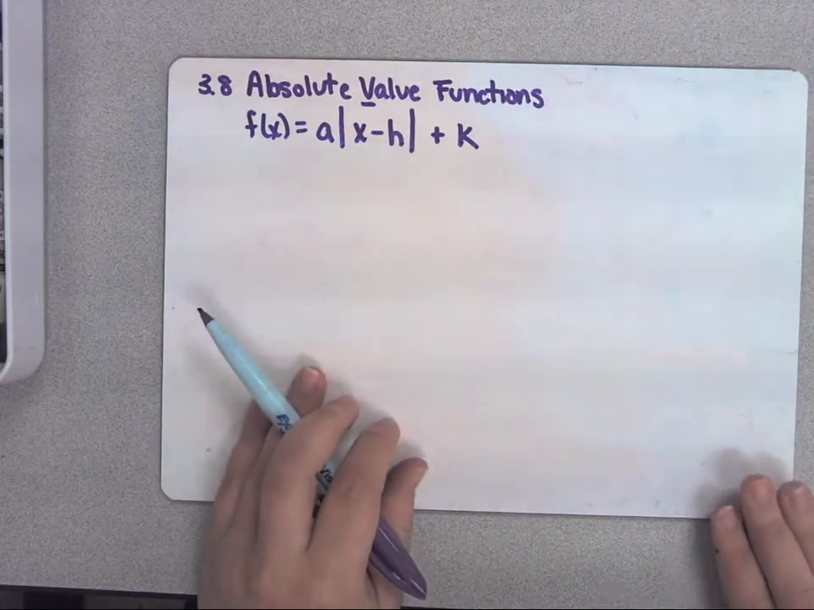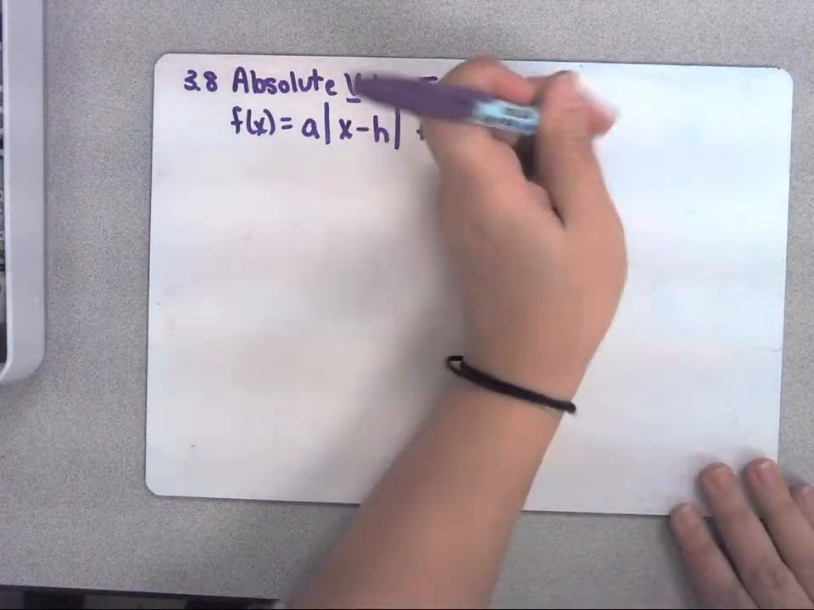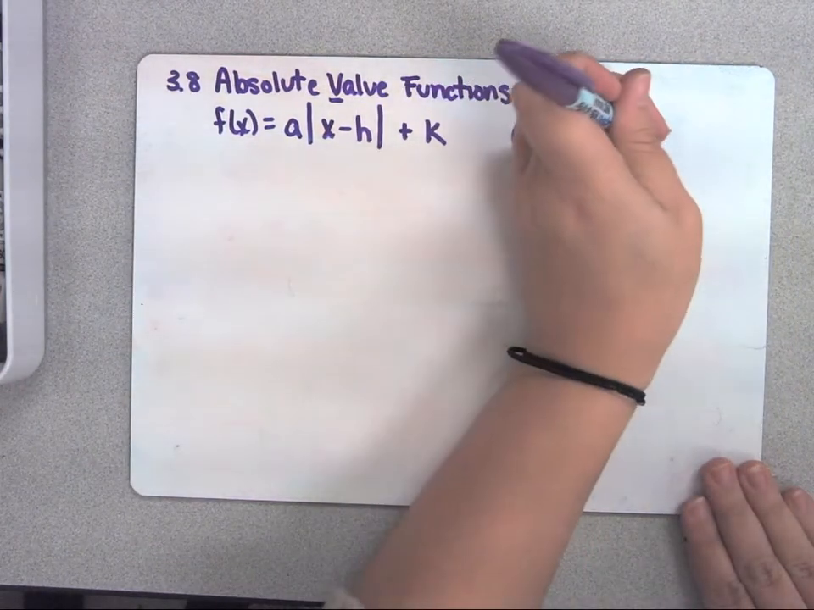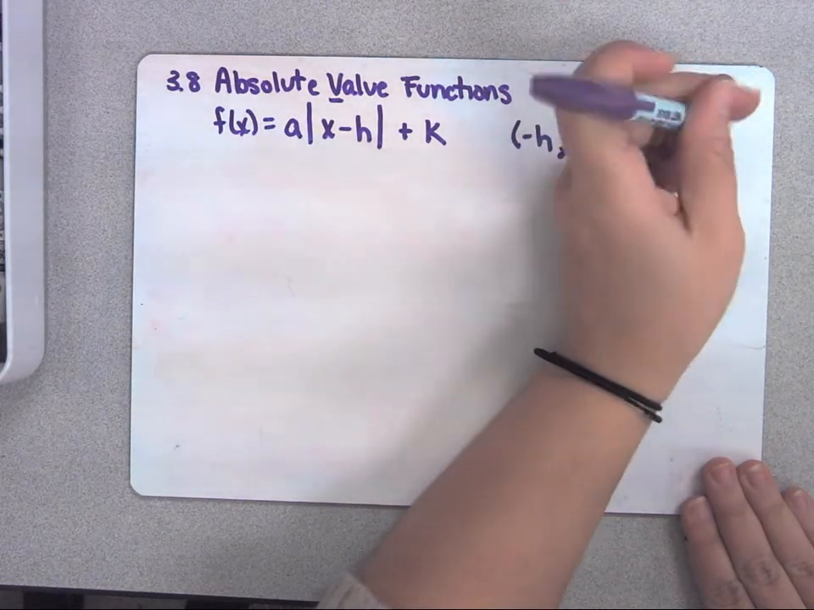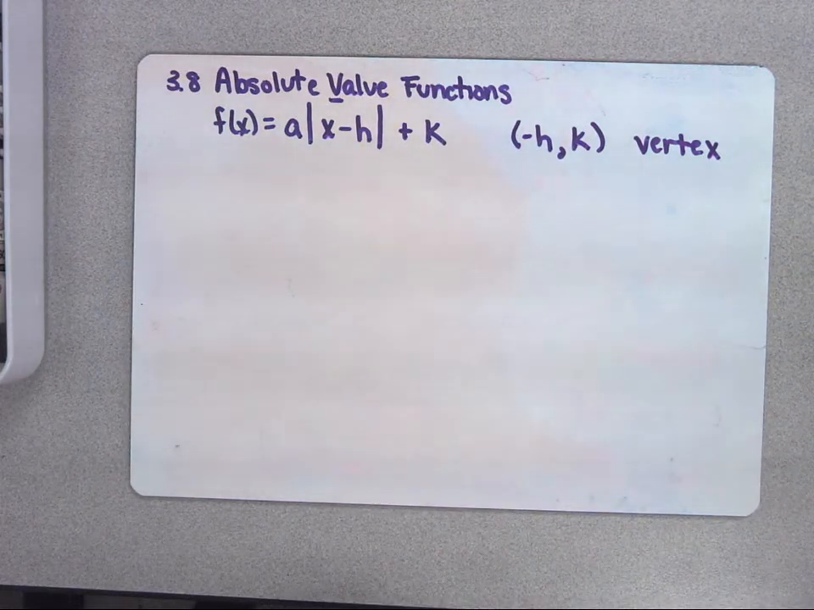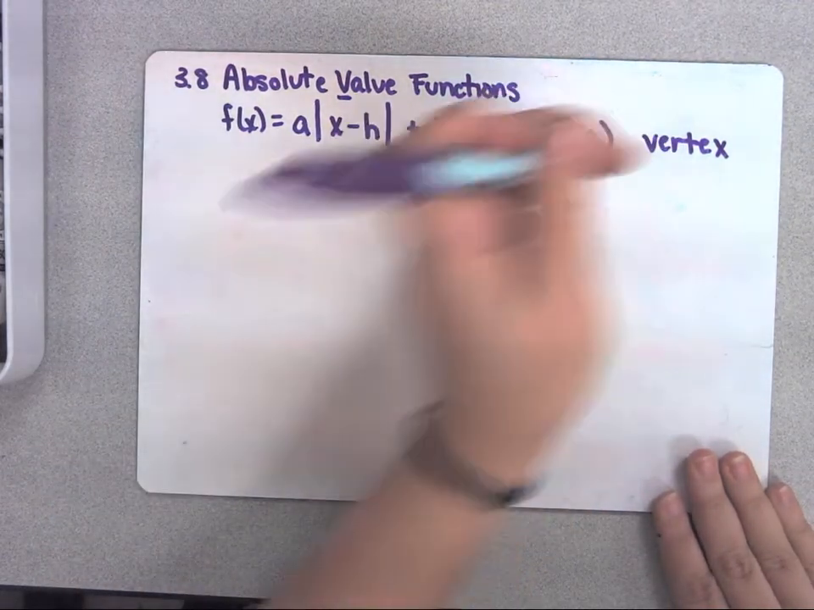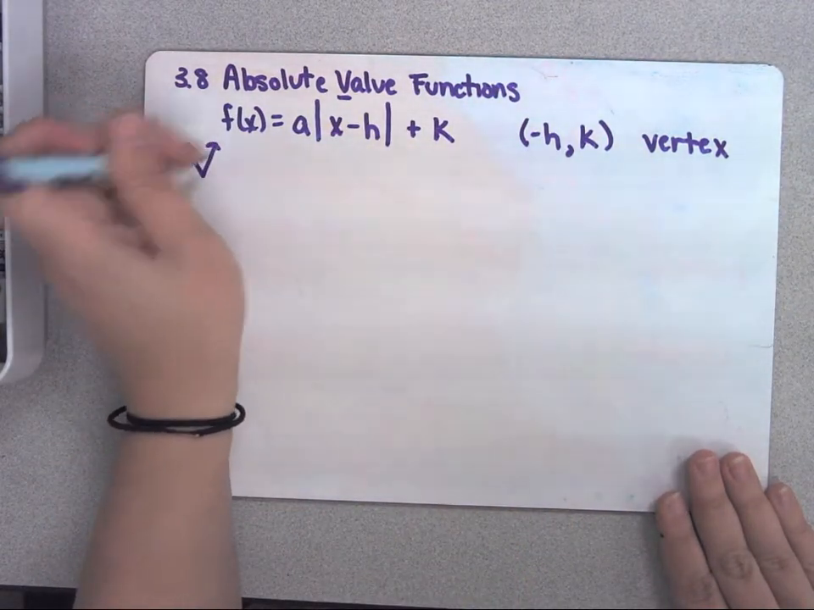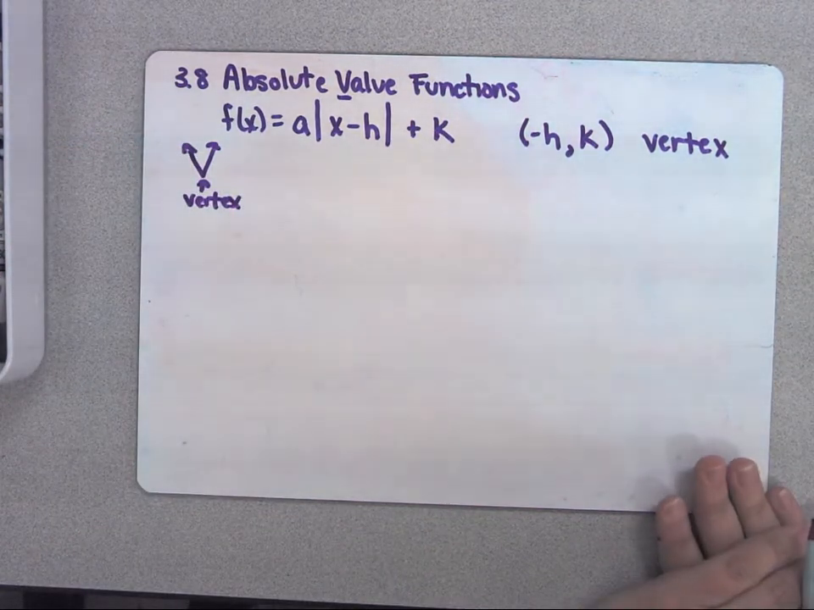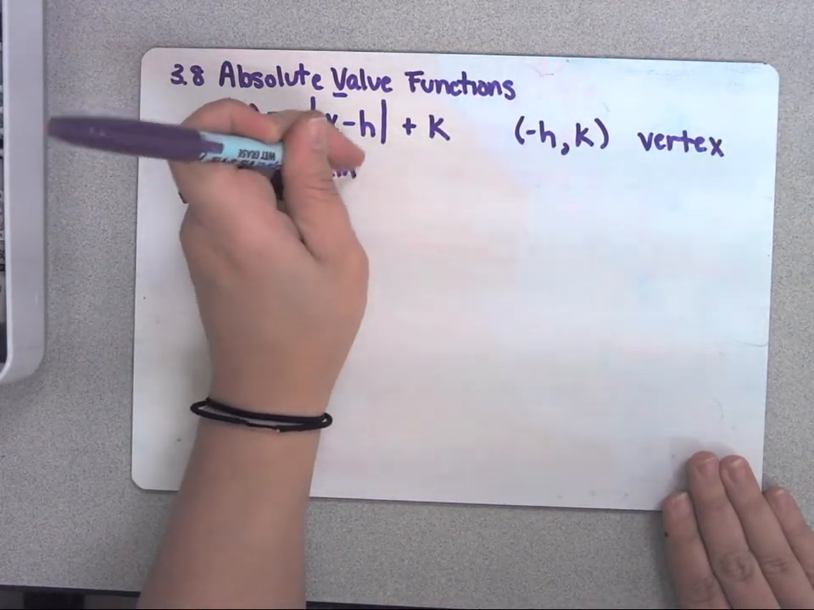Now the cool thing is that the opposite of h, so negative h, comma k, the point is actually your vertex, aka the point in the V. So you base everything off of whatever that is. Literally, it's a V shape, that guy right there is your vertex. It's the point in the middle. With this one, your domain will always be, again, all real numbers.